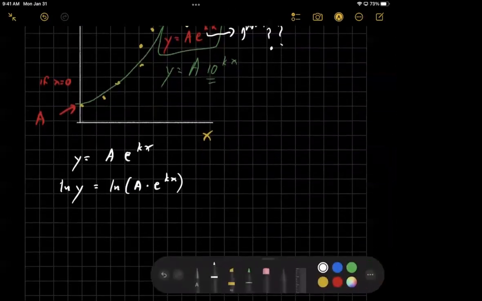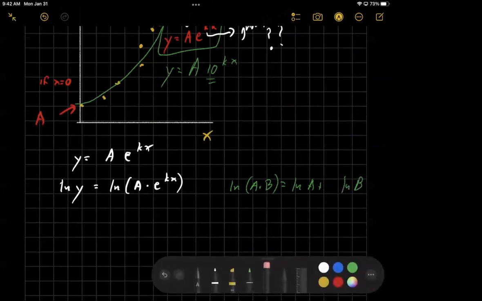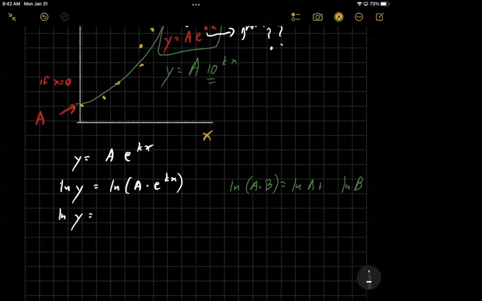Then there are a series of rules of logarithms, which I'll write out to the side. So the first rule of logarithms that we're going to apply is that the log of a times b is the same as the log of a plus the log of b. Okay, so what we can do is take this relationship we have here: ln of y would be ln of a plus ln of e to the kx.